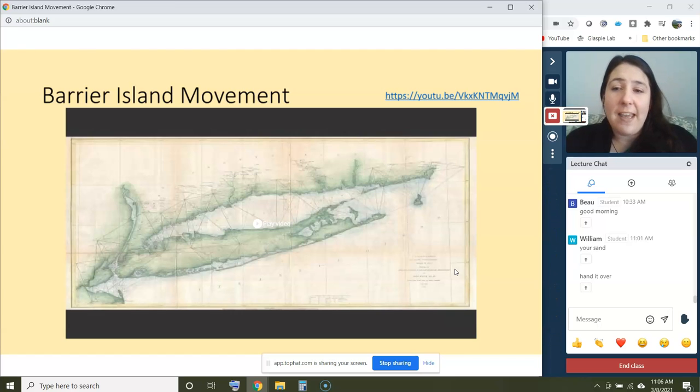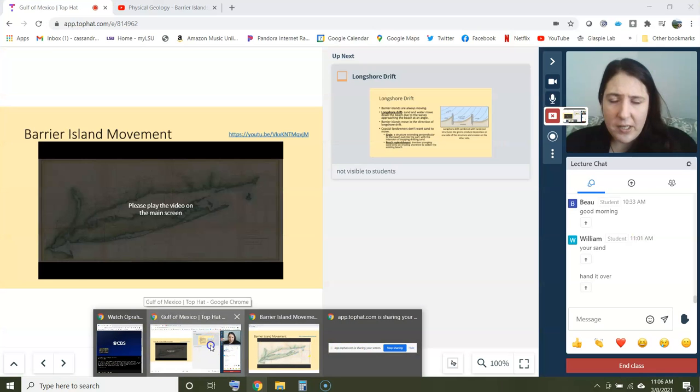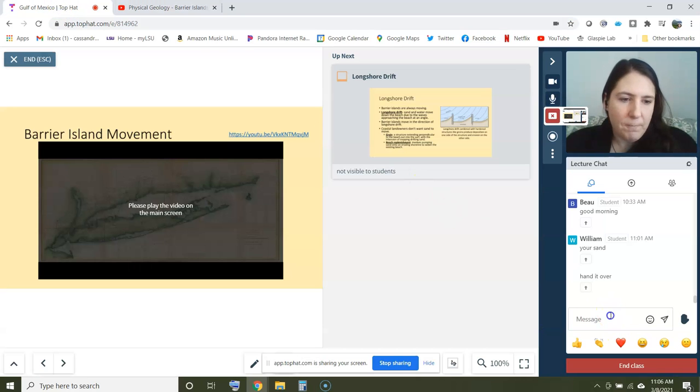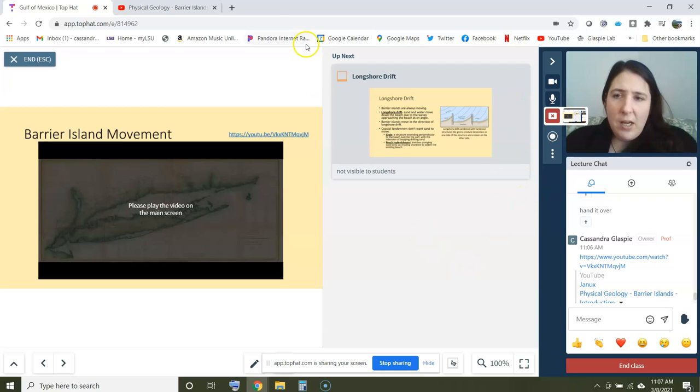So I think that we're going to go over some of these concepts from this video, but I think that the way that barrier islands move is so interesting, and it's going to be a lot better if you can actually see it. And so I'm going to put this link, where is it? Here it is. Put this link in the chat box for you guys to watch this video. And then we'll go over some of the concepts that I want you to know after you watch it, so you don't have to take too careful of notes. So I will see you back.